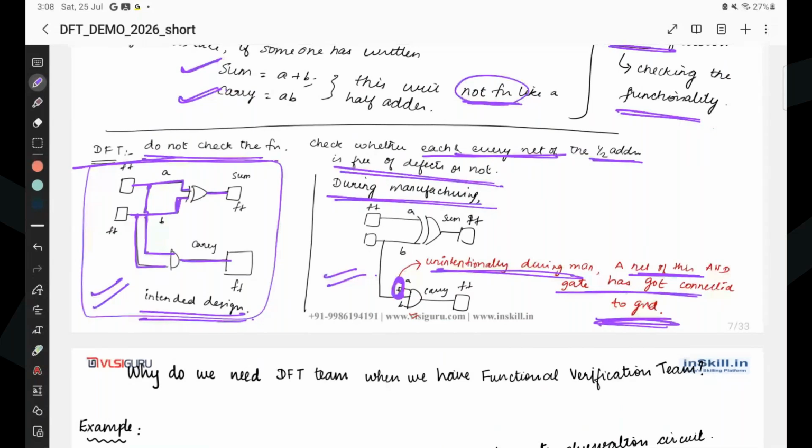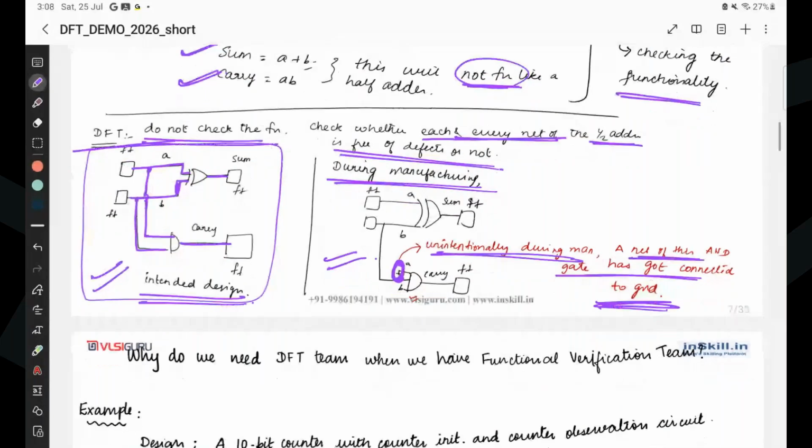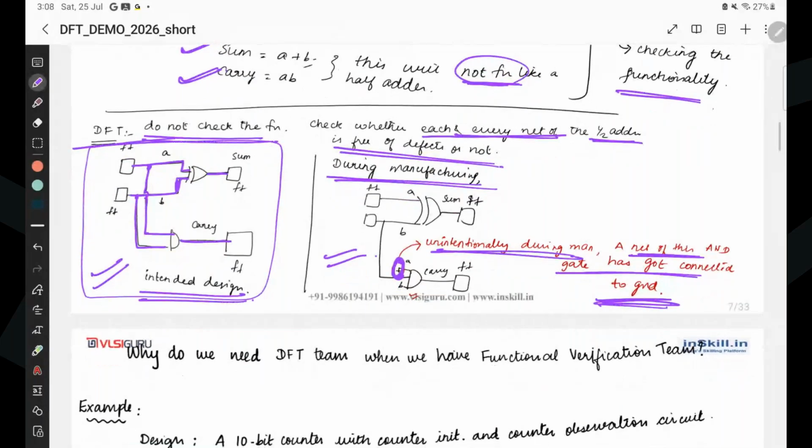So unintentionally during manufacturing, a net of this AND gate has got connected to ground. This is what will be checked by the DFT team. We do not check the functionality. We check whether each and every net of the half adder is free of manufacturing defects or not.